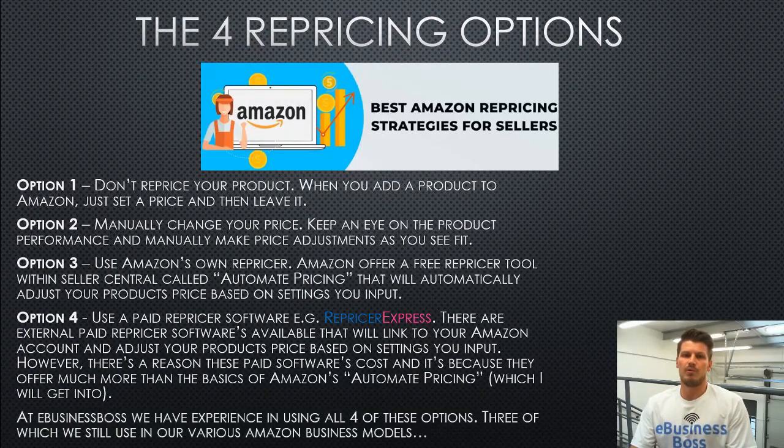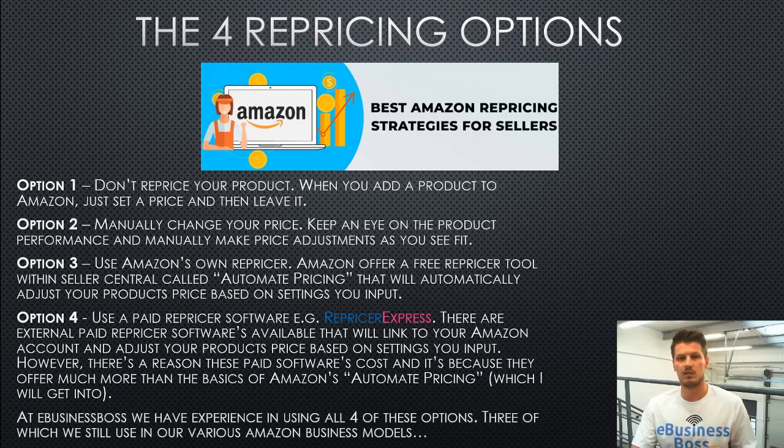So what are the repricing options? Well, I've sort of narrowed it down to four, or the four that we've experienced and we've used and still use today. So let's talk through those. What I've called option one is essentially if you decide not to reprice your product. You add it to Amazon, set the price, and just leave it at that.